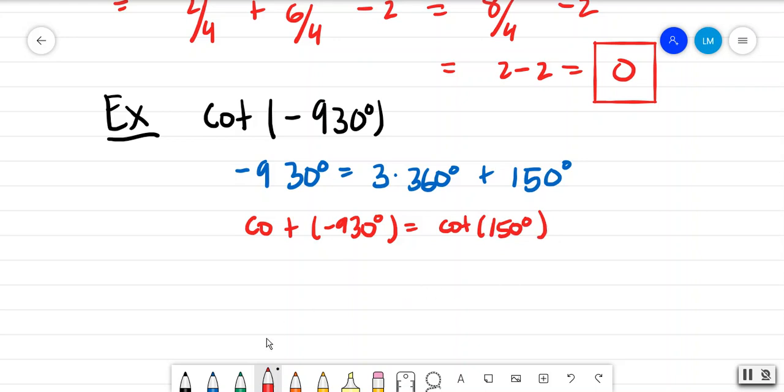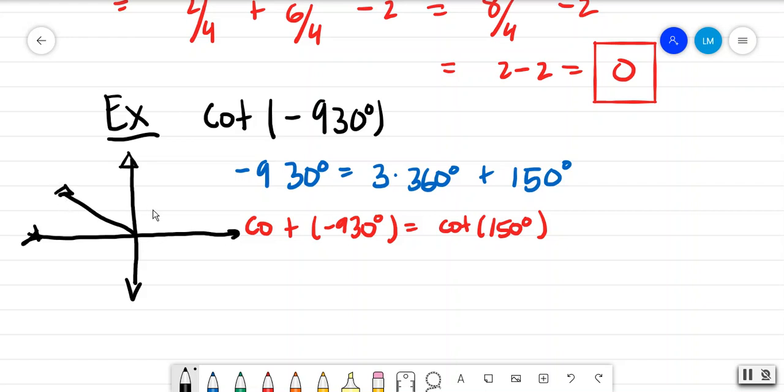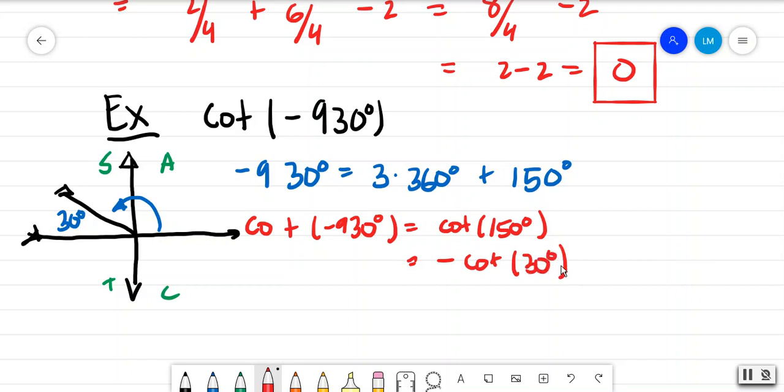Now, the next thing that we have to do is find the reference angle. So 150 is terminating in the second quadrant, actually, and you have that this is going to be 150, which means that the reference angle is 30 degrees. Now, where did that terminate, though? It terminated in quadrant 2, so all students take calculus. So that's going to be negative. So that's going to be equal to negative cotangent of 30 degrees. Okay, this doesn't look too bad.